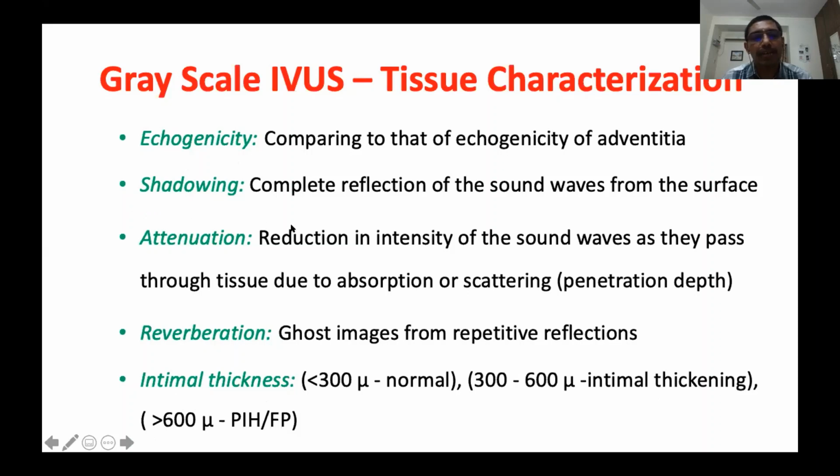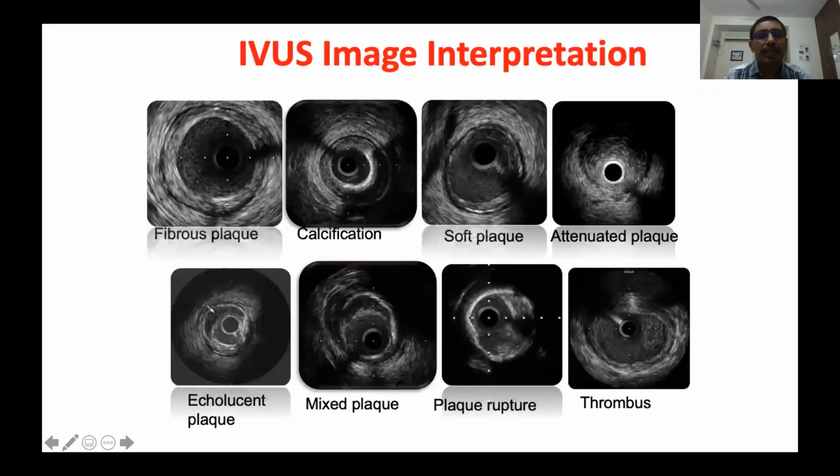One is echogenicity. Second one is shadowing. Third one is attenuation. Fourth one is reverberation. Fifth one is intimal thickening. So now we start our image interpretation. You see a plaque here.